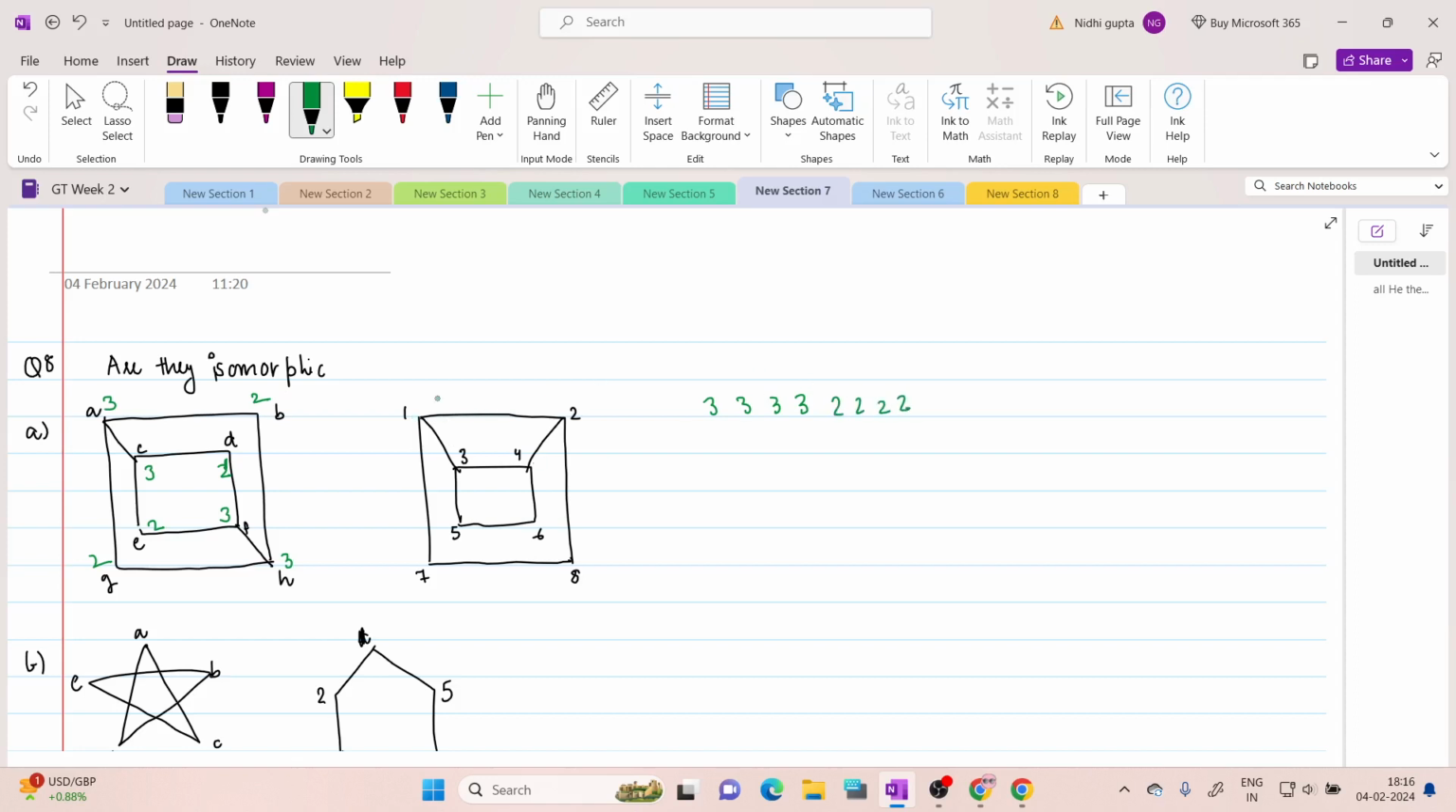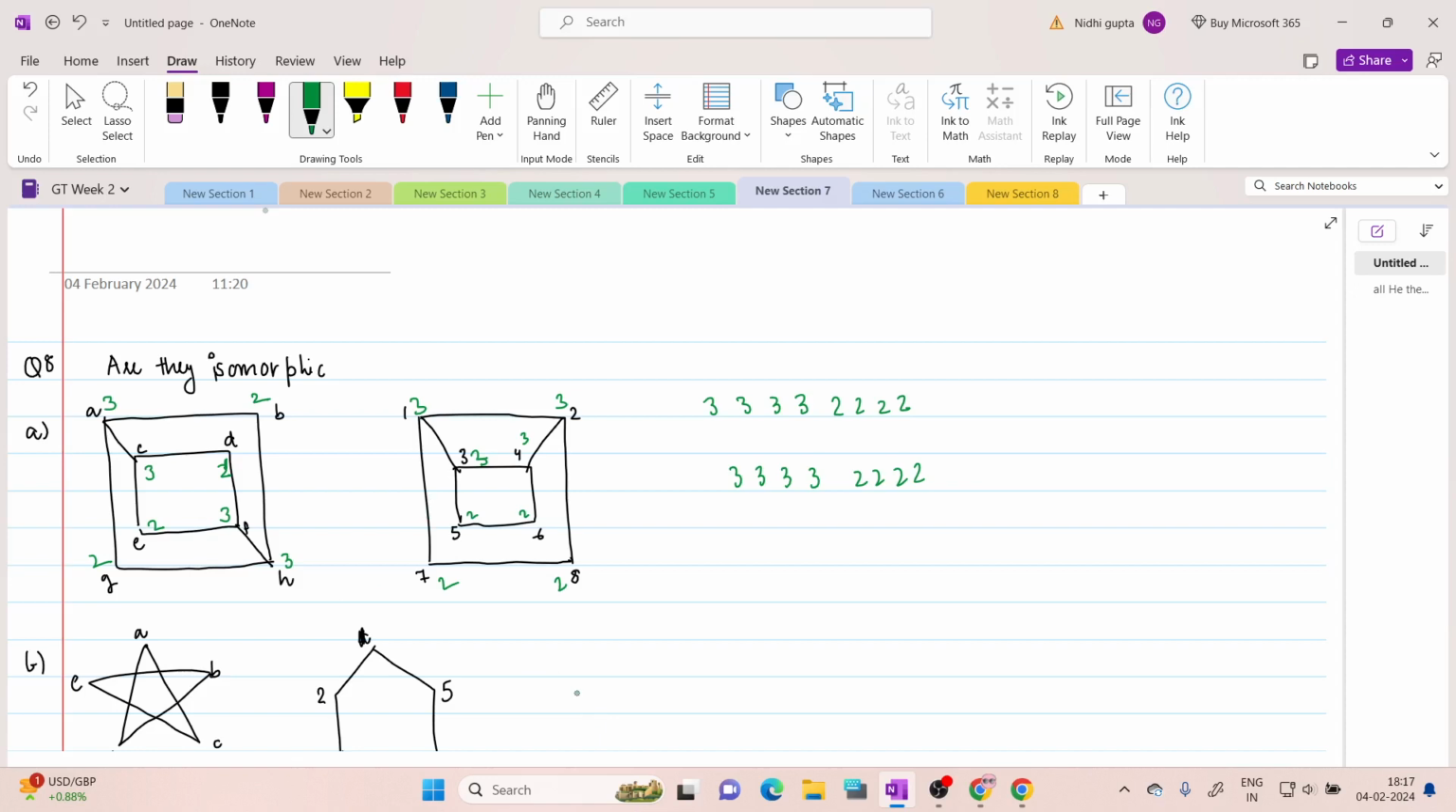And similarly here, we see this is degree 3, 3, 2, 2, 2, 2. So they have the same degree sequence. So this reason we cannot give. Now somebody said that they are not isomorphic. Why do you think they are not isomorphic?